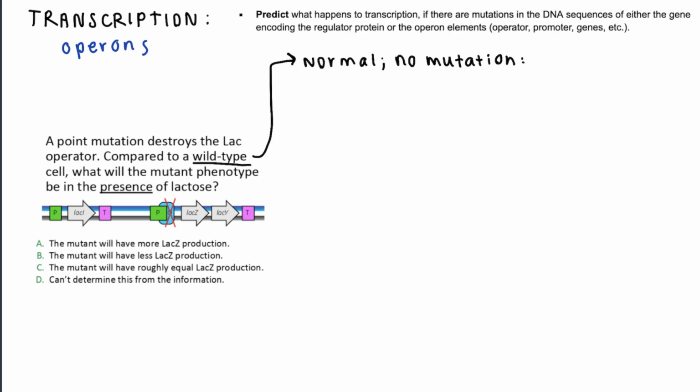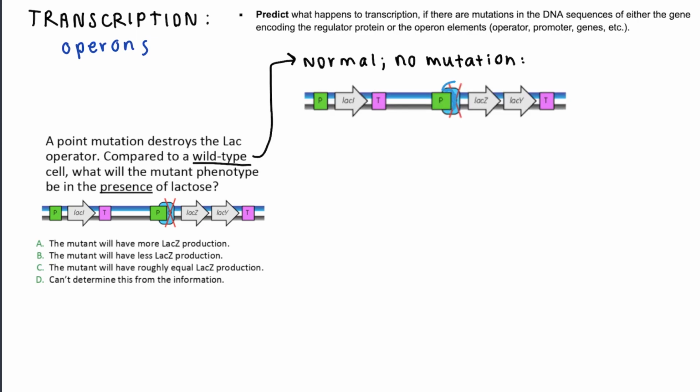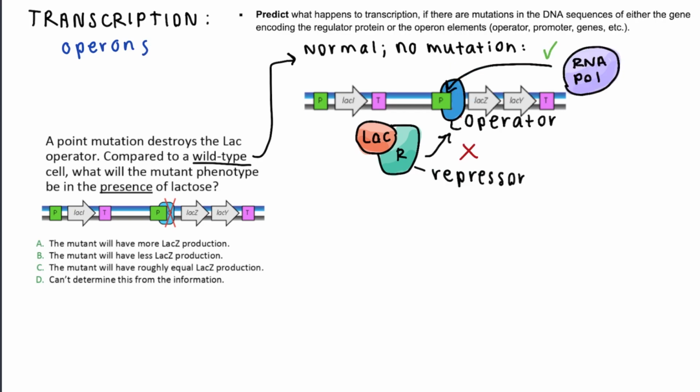So this question is asking the scenario where the operator is removed. So compared to a wild-type cell, what will the mutant phenotype be in the presence of lactose? So if we draw the normal cell, the operator still exists, and since lactose is there, it binds to the repressor and removes the repressor from the operator, allowing for RNA polymerase to bind. So transcription level is high.